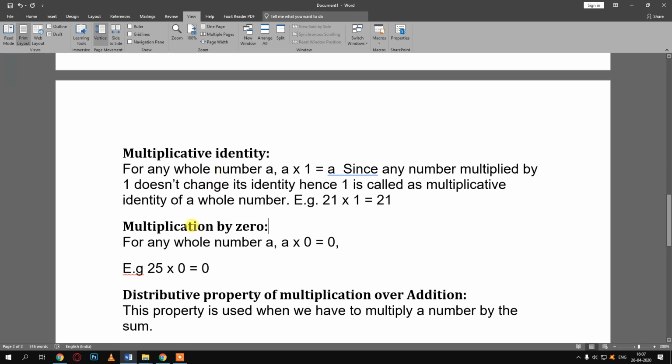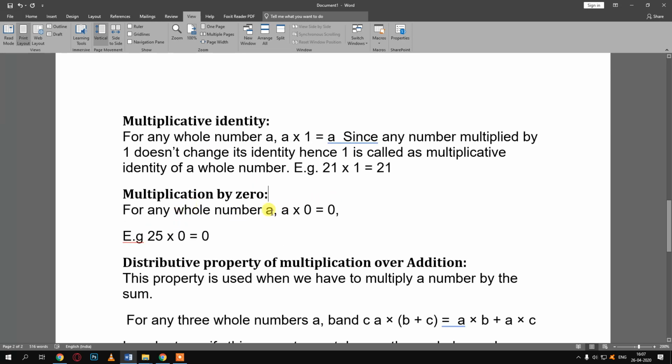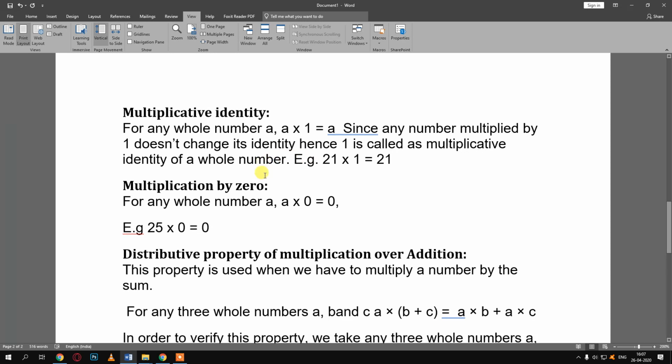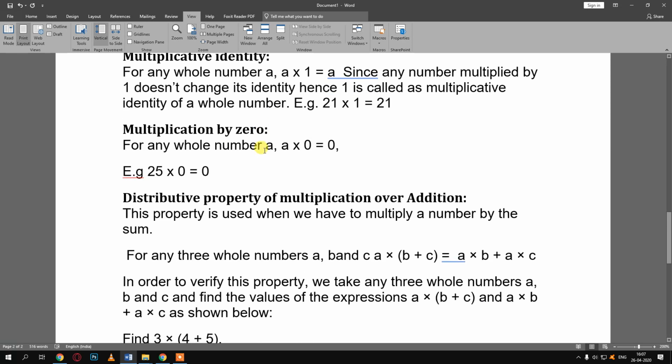Now multiplication by 0. For any whole number a, a multiplied by 0 is equal to 0. When you multiply any whole number by 0, in the answer you will get 0. Example: 25 multiplied by 0 is 0. 100 multiplied by 0 is also 0. 200 multiplied by 0 is also 0. It means if you multiply 0 with a whole number, you will get the answer 0 only. So this is the multiplication by 0.